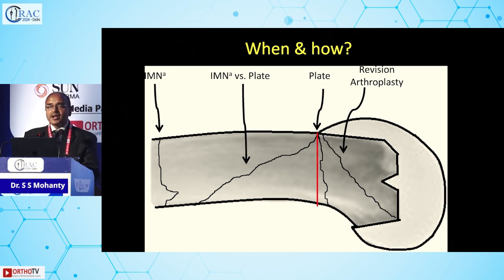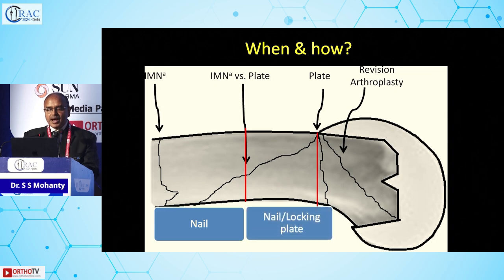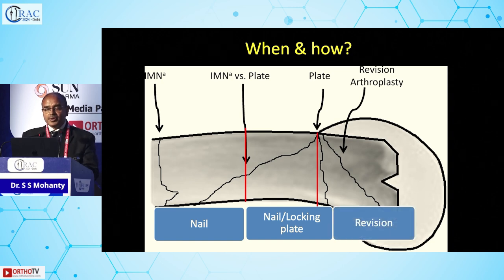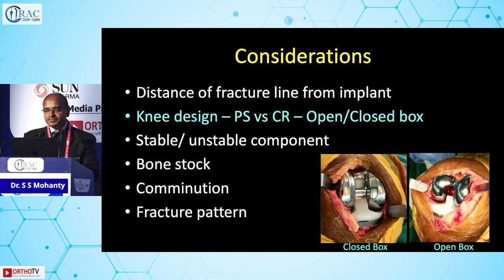This is an important diagram one must remember. The margin is the anterior flange of the femoral component. If your fracture is distal to the anterior flange, it requires replacement. If it is proximal to the flange, it requires some kind of fixation. If it is about 1 or 2 inches above the flange, then it requires a nailing procedure. In between, it requires a nailing or a locking plate, or both nail and plate. And if it is distal to the flange of the prosthesis, then it requires a revision procedure.